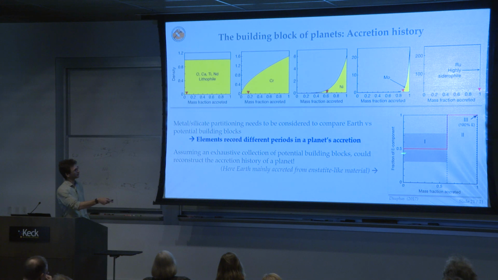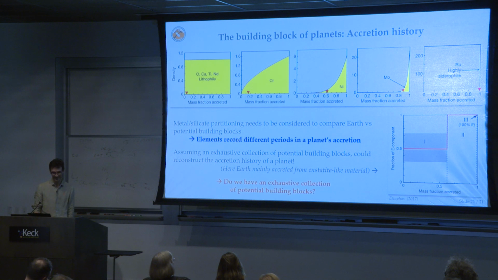So here the conclusion is again that you use mostly enstatite to make the Earth. And so we're going to get back to this. Do we have an exhaustive collection of building blocks?